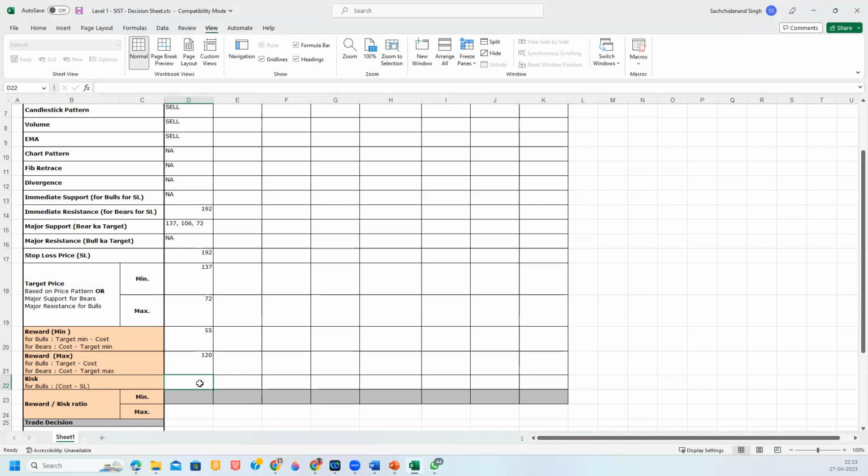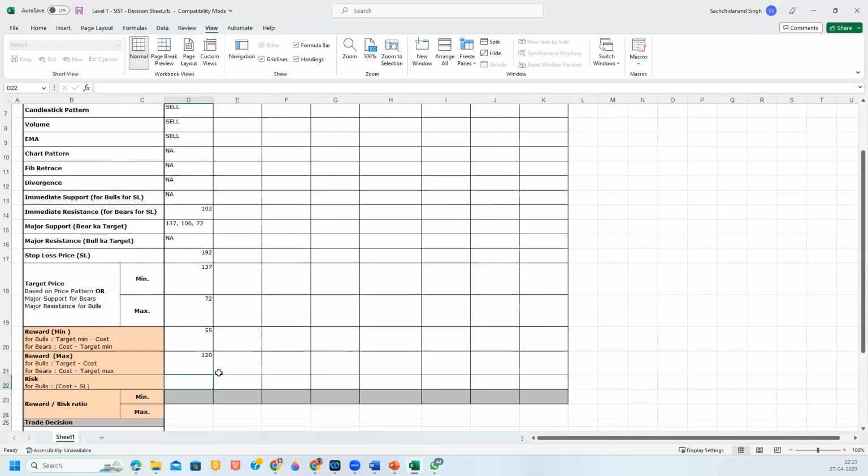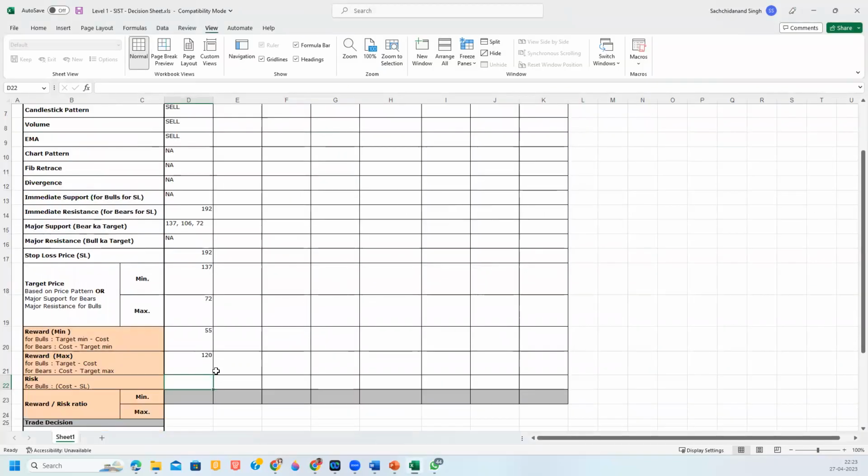What is the risk? Risk means what is the current cost that we are going to purchase at, and the stop loss value. So the current cost is whatever is the current market price at that particular point. I'm assuming I just selected some middle point of that particular candle, and it is coming as 158. Okay. So 158 will be my cost. So the risk will be 158 minus whatever is the resistance. Okay. So minus 34 rupees.